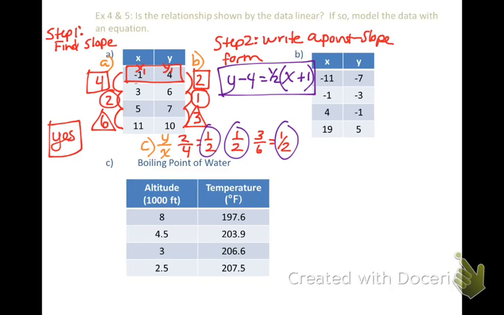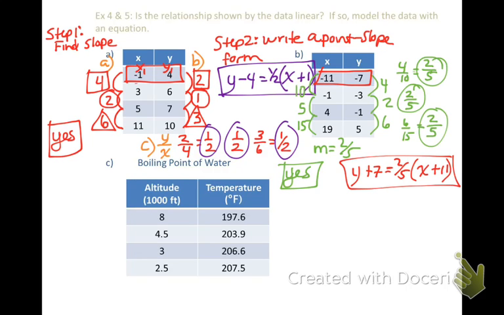I would like you to try B by yourself. Remember to find the difference of x and the difference of y, then find the formula, slope, and see if they work together. And I'll be right back with you and see if you got the answer right.